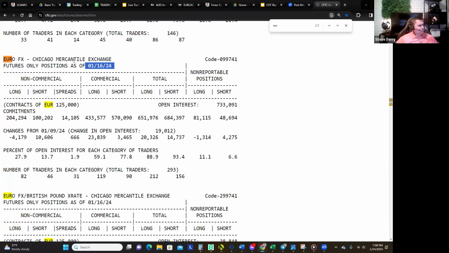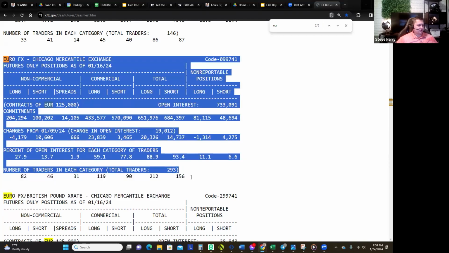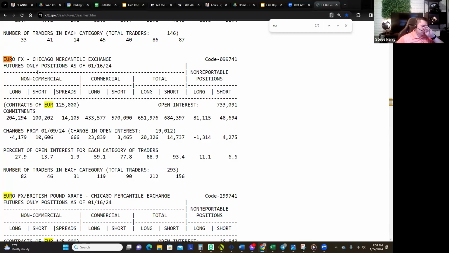And this is an entry right here. This is a quick little entry on the euro. So these are euro futures contracts on the CME. And then they break it down into what we call non-commercials and commercials. Okay. So these are the two distinguishing participants. They're known as participants. And let's break those down real quickly.